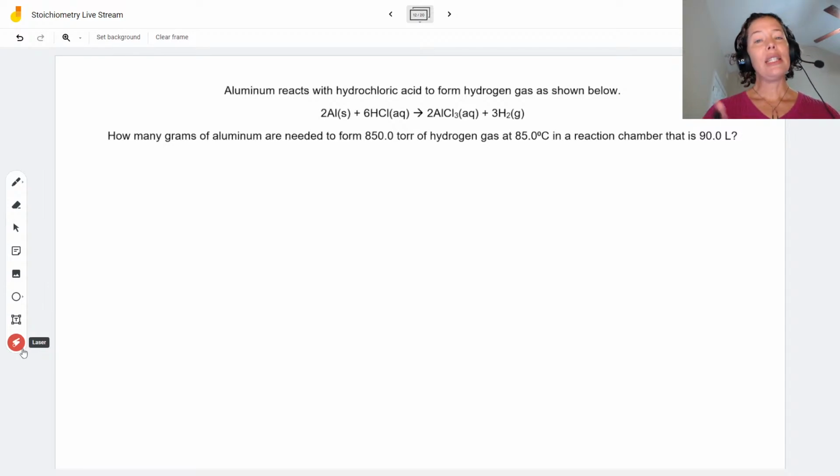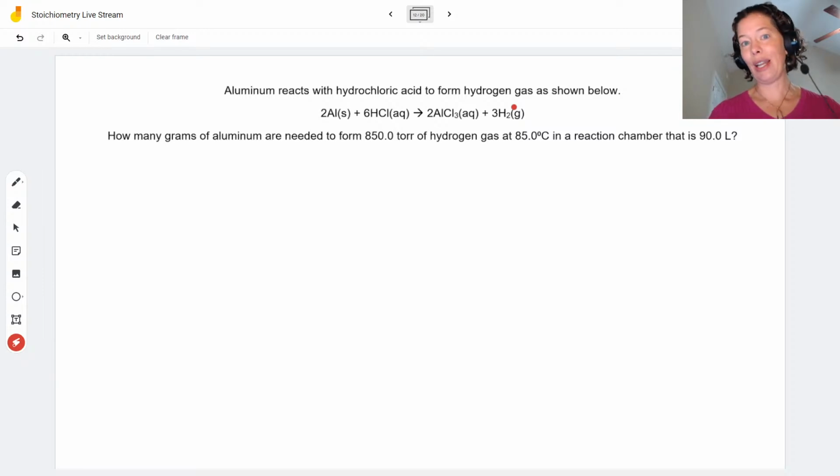However, we are still going to assume ideal gas behavior. But let's first identify this as a stoichiometry problem. So we are asked about aluminum, but we are given information about hydrogen gas. So again, to connect those, we need a balanced chemical equation, which thankfully we already have. So we are now mentally prepared to do stoichiometry, and I'm already thinking, okay, to do stoichiometry, I'm going to use my mole to mole ratio, which means I need moles.